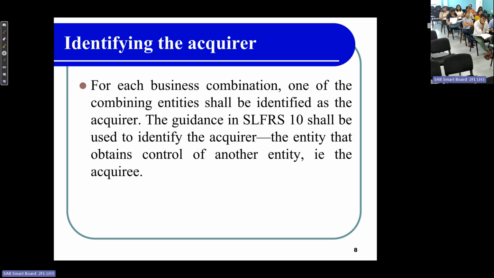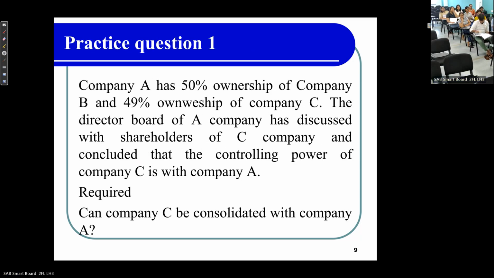Identifying the acquirer. The guidance is that the acquirer is the entity that obtains control of the acquiree. If control is with one party, that party would be the acquirer. That is question number 1. Read the question and answer quickly.